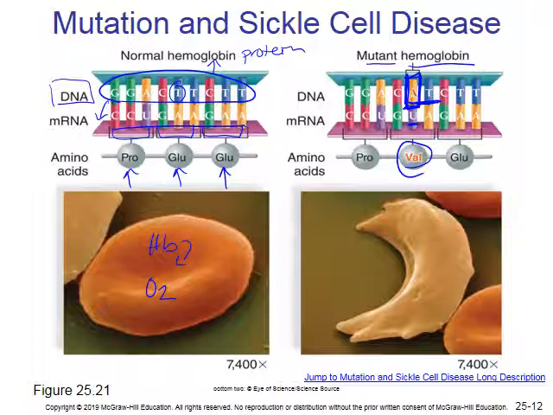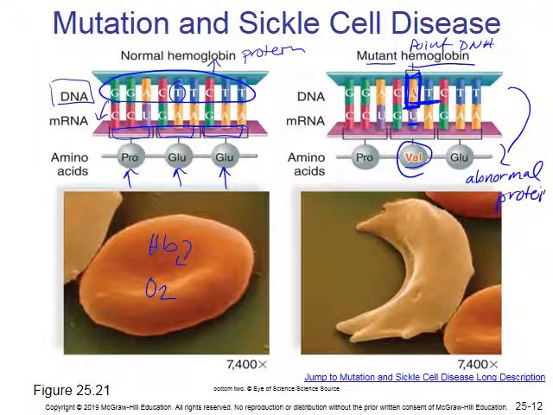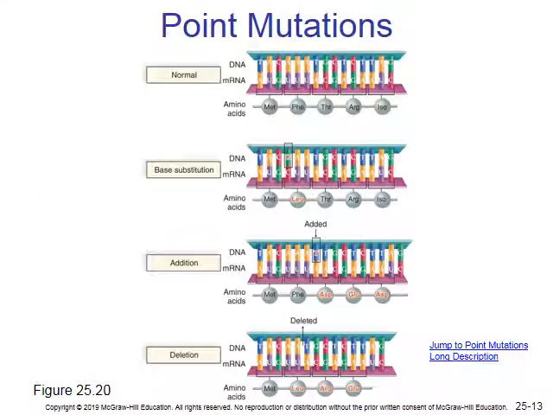And you can see this point mutation in DNA translates to an abnormal protein. And you can see in sickle cell disease, the red blood cells are this sickled shape, so they're not very good at carrying oxygen. So what we just saw was a base substitution, right? And it changed the amino acid sequence.